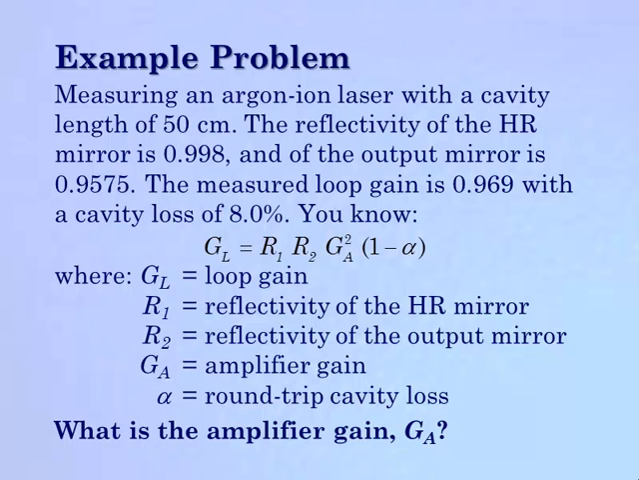Well, you have this wonderful formula. The loop gain, G sub L, is equal to the product of reflectivity of the two mirrors times the amplifier gain squared times 1 minus the round-trip cavity loss. But you don't need the loop gain, G sub L, you need G sub A, the amplifier gain. How are you going to solve for amplifier gain, G sub A? In this module, you'll learn how to do that.